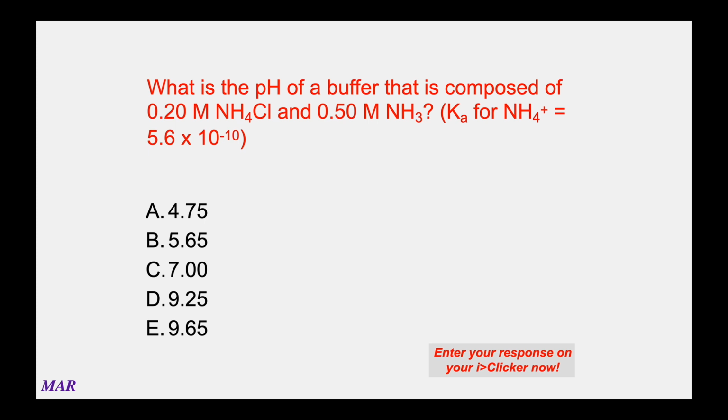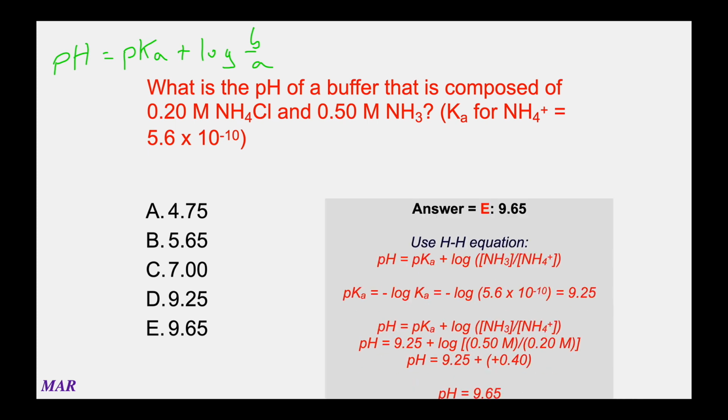Okay, I'm assuming you've worked on the problem, you want to talk about the answer, so let's do it. Again, what I would recommend for this question is the same as the last one. pH equals pKa plus log base over acid, okay? And the base here will be ammonia, and the acid will be ammonium. So you'd have log of 0.50 divided by 0.20. You can use the same pKa from last time.